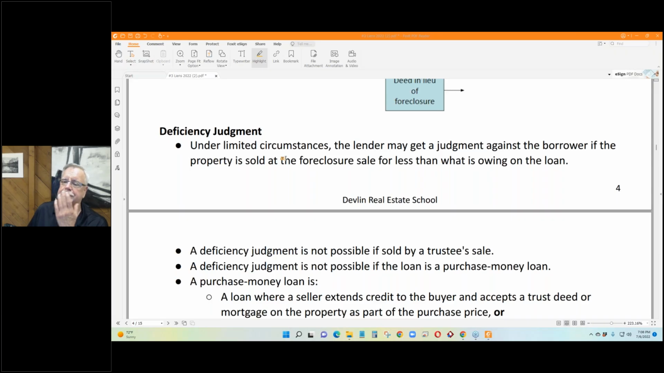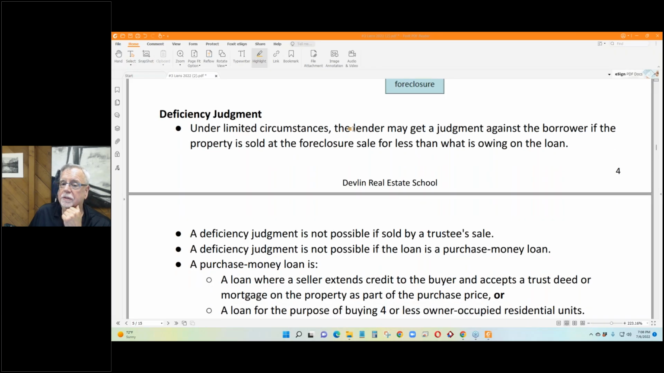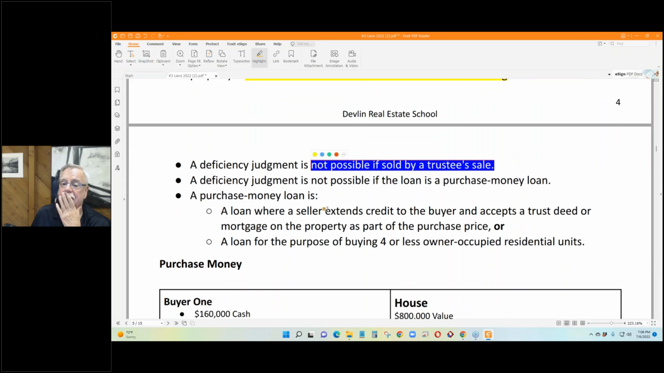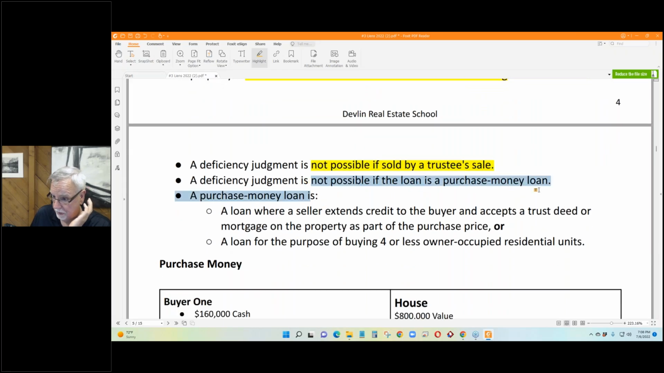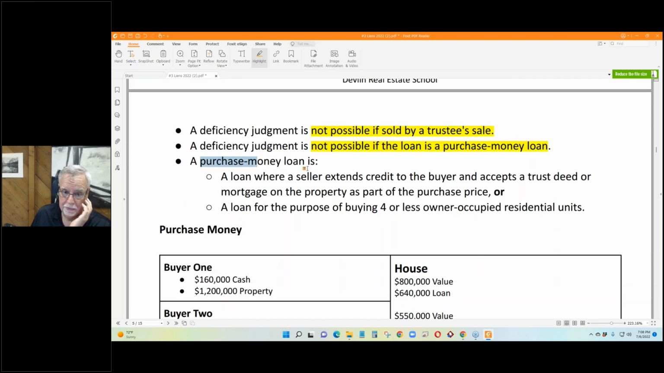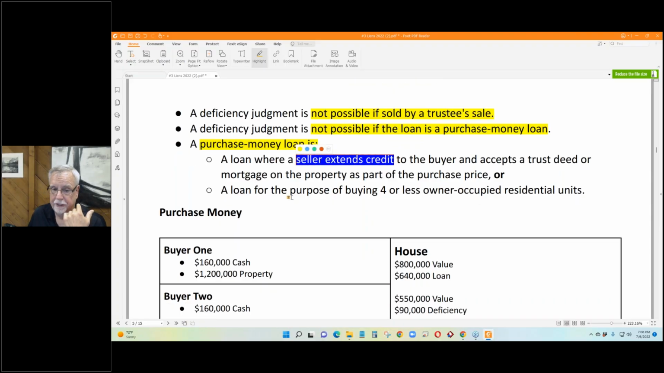Deficiency judgments. Under limited circumstances, a lender may get a judgment against the borrower if the property is sold at foreclosure for less than what is owed. But it is not possible in a trustee sale. And it is not possible if it's a purchase money loan. All right. A purchase money loan is either where the seller extends credit, sometimes referred to as soft money, or buying 4 or less owner-occupied residential units.